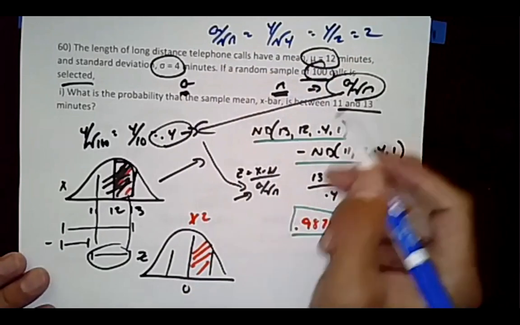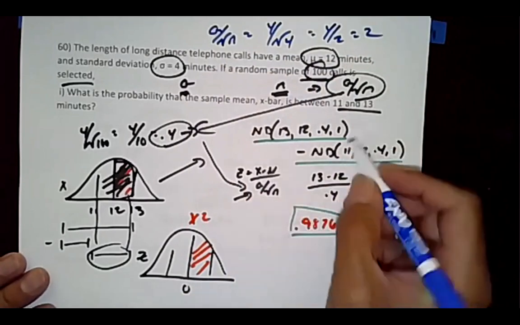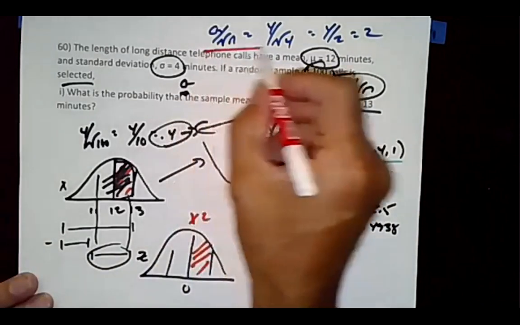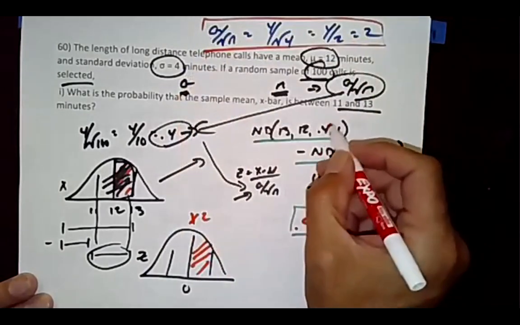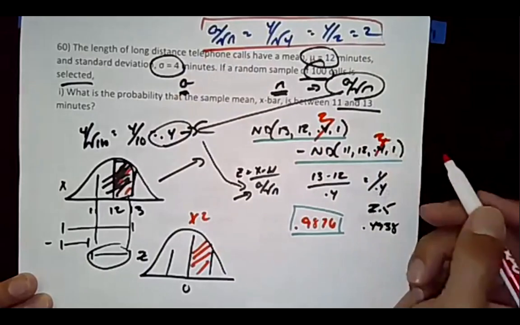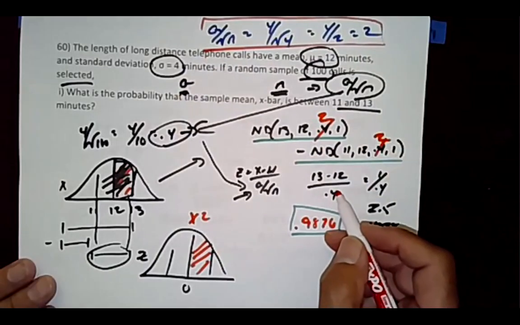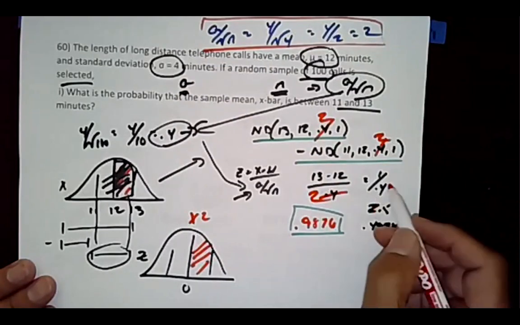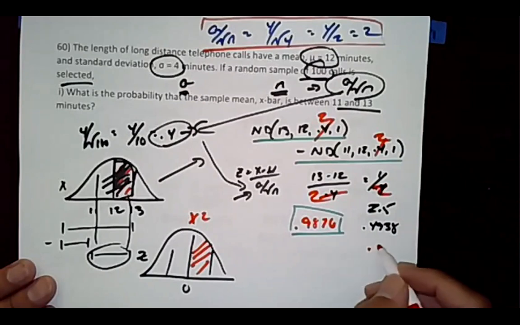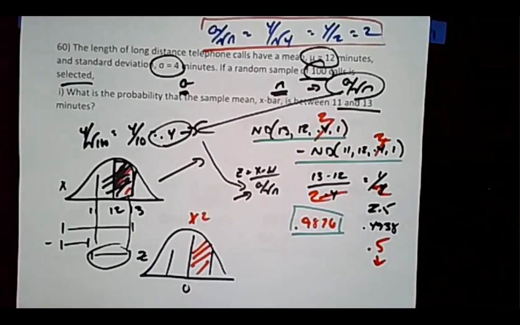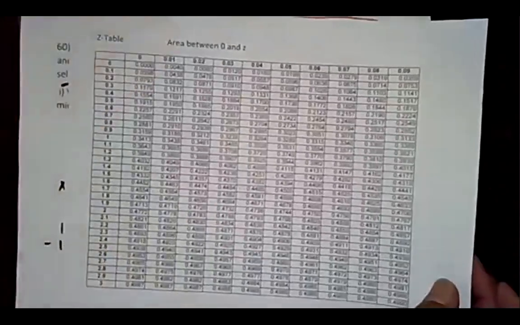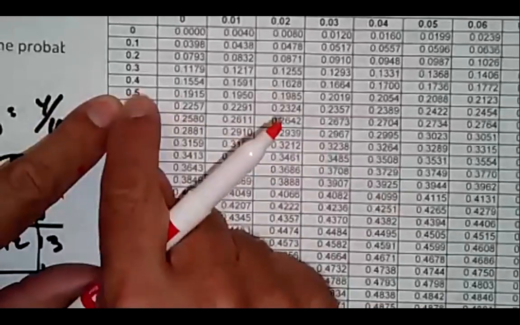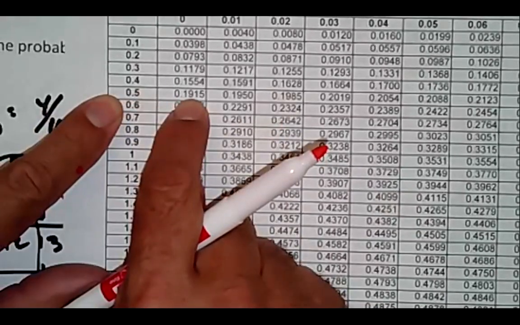Okay. So therefore, the Excel command is easy because basically, actually, I'm going to do this in red. Sorry, it'd be easier to see. So now what happens? This just becomes 2. Down here, it's 13 minus 12 over not 0.4, but over 2. So this becomes 1/2, so 0.5 on your Z chart. 0.5 on your Z chart is right here, 0.1915.